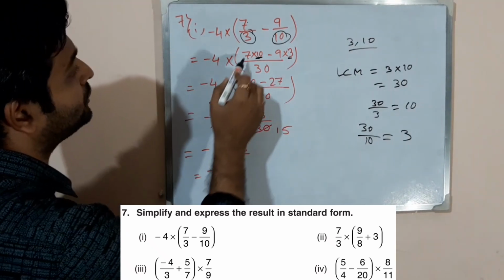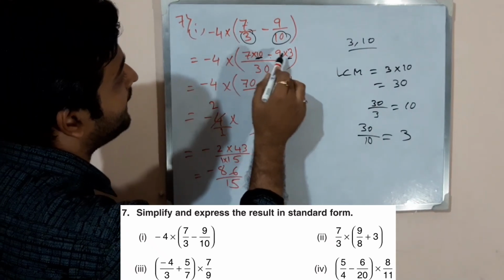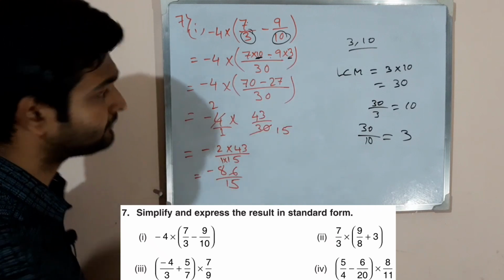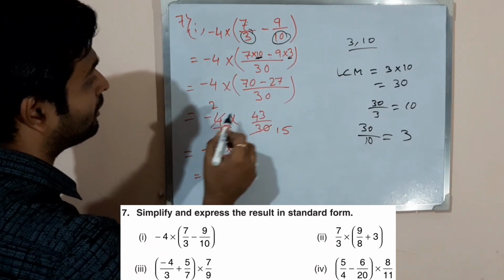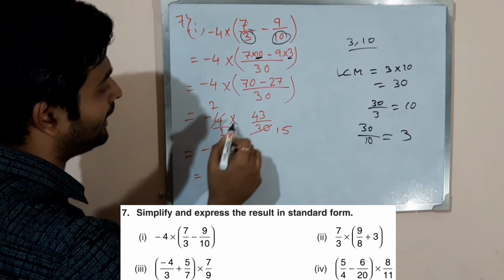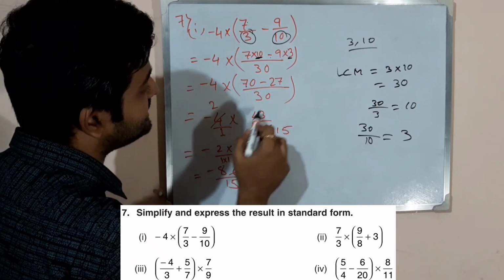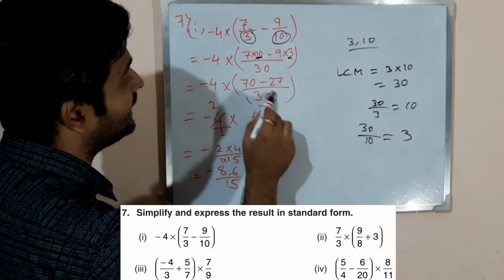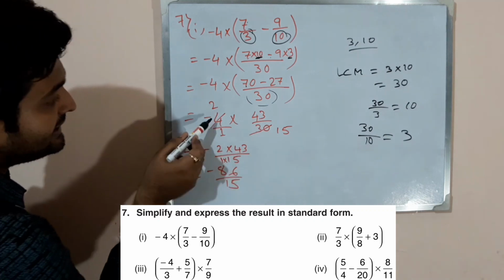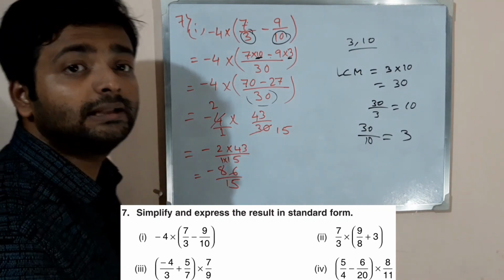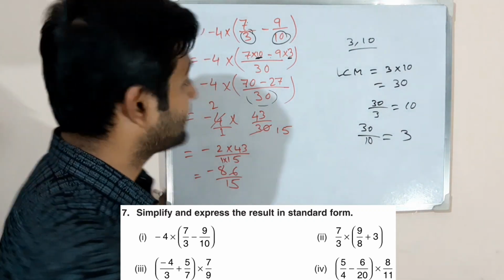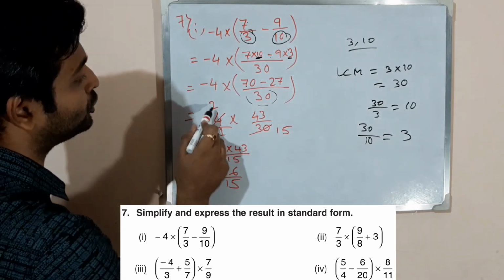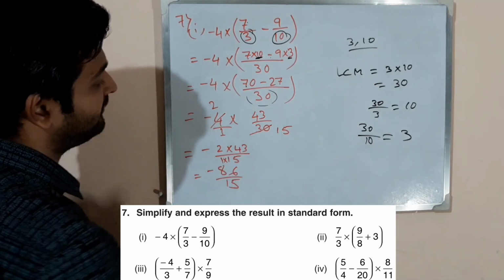Next line, 4 into, now within bracket, that's 70 minus 27. The next line should be 4 by 1 into. Now if you subtract this, you will get 43 divided by 30. That I have written. Now you can see 4 and 30 have a common factor, that is 2. So I have multiplied both by 2. So 2 2s are 4 and 2 15s are 30.